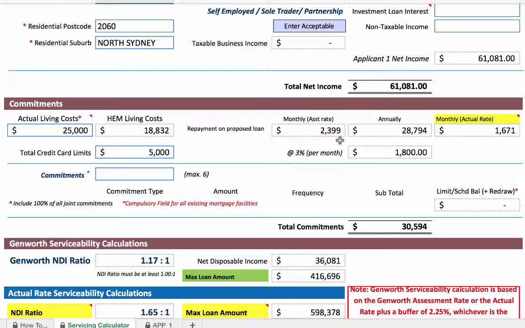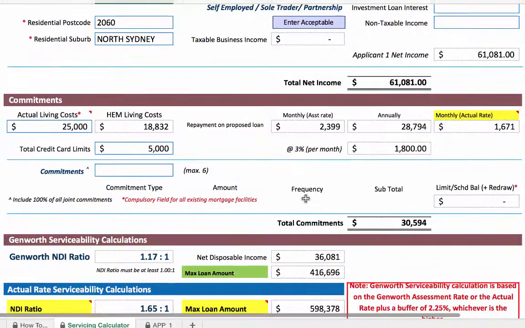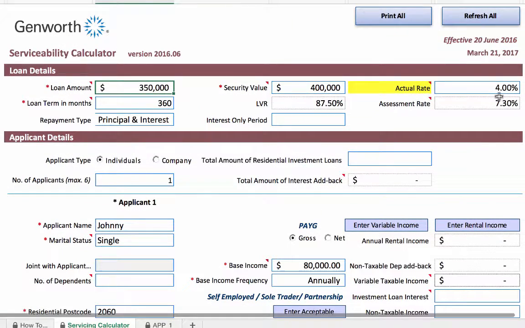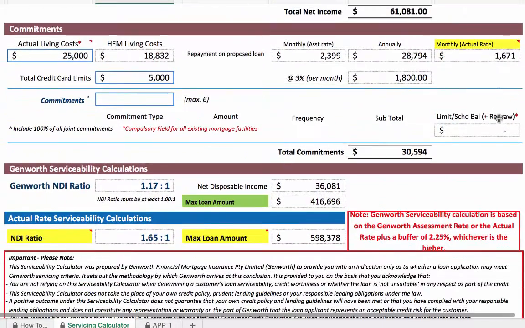Just above there, we've got the monthly repayments on the proposed loan. As you may recall, $350,000, back down here. At the assessment rate, the monthly repayment is $2,399, which is $28,794 per year. On the side here, on the actual rate of 4%, it's $1,671 per month. So that's how much the monthly repayments are actually going to be, but that's not the amount that is used in the affordability or serviceability assessment.